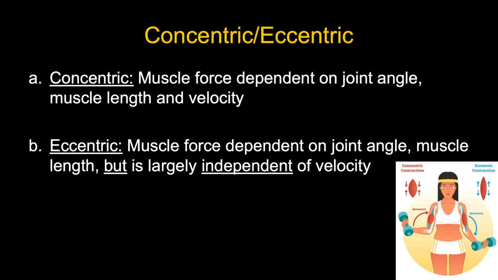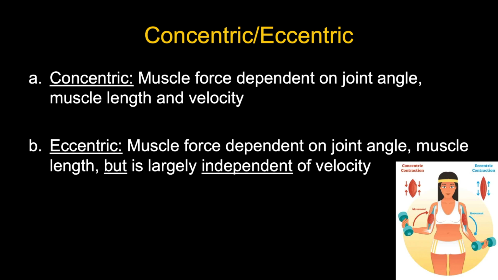Something to think about. In a concentric muscular contraction, the muscle force is going to be dependent on the joint angle, the muscle length, and the velocity of shortening. Whereas in an eccentric muscle contraction, the muscle force is going to be dependent upon the joint angle and muscle length, but is largely going to be independent of the velocity of shortening.